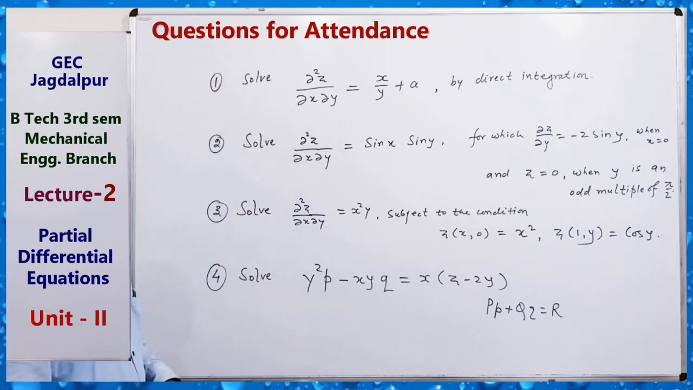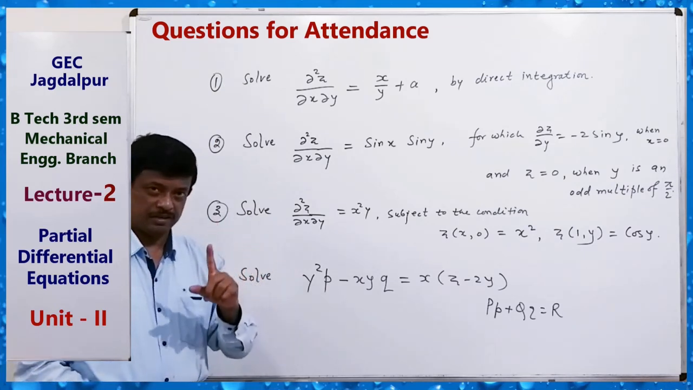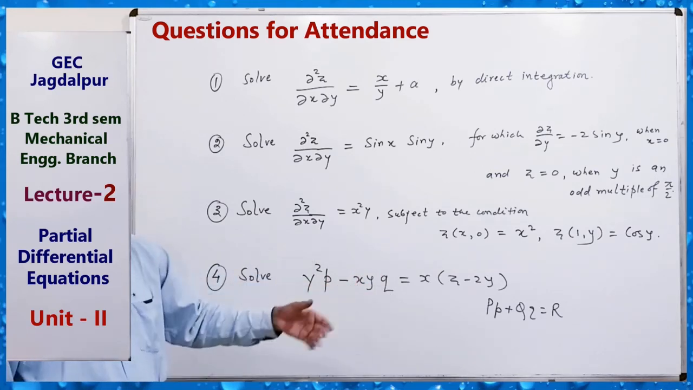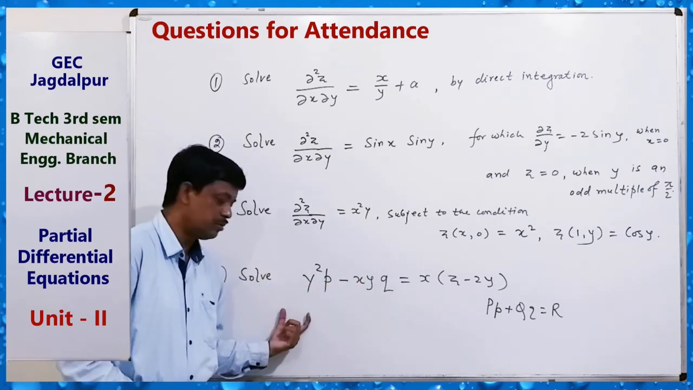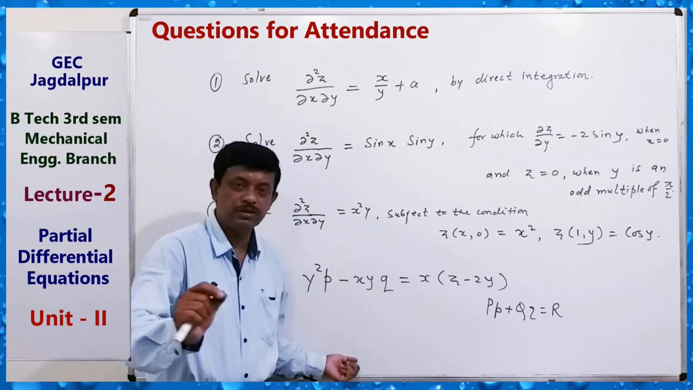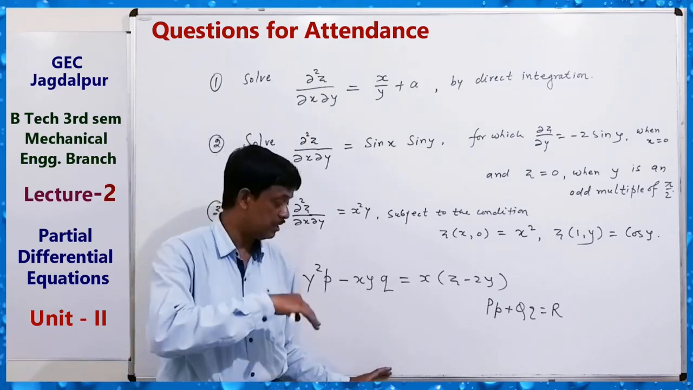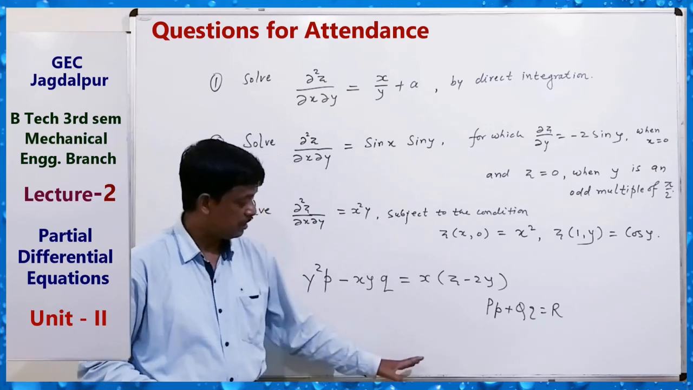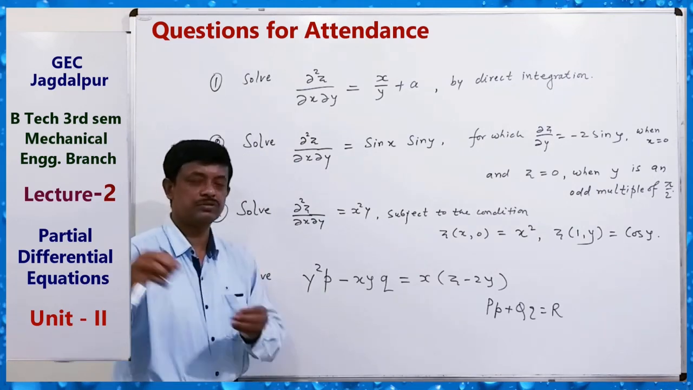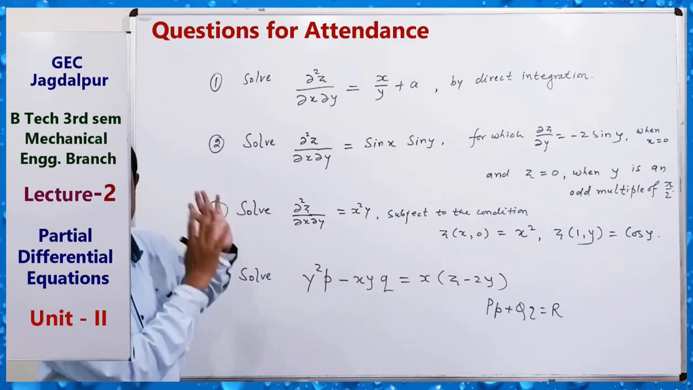So solve these 4 questions. These 3 are by direct integrating. This is the Lagrange linear equation. Comparing with it, find the values of P, Q, R, dx by P equals dy by Q equals dz by R. Taking the first 2, you can get an integral. Then the second and third, you can get an ordinary linear differential equation. Solve it by getting the integrating factor, and finally get v equals to some constant. So finally write function of u and v equals to 0. That will be the solution where the function will be arbitrary.